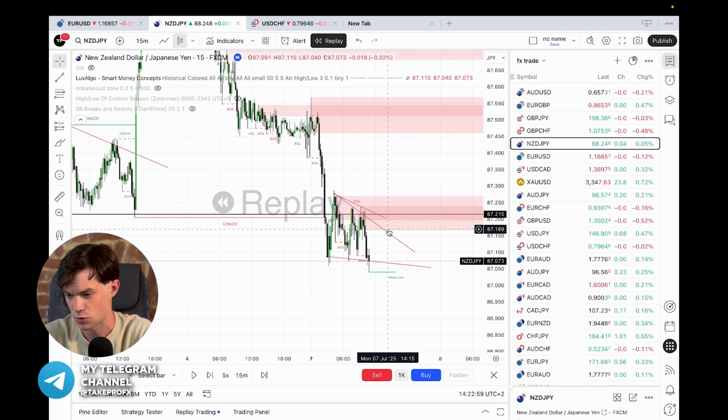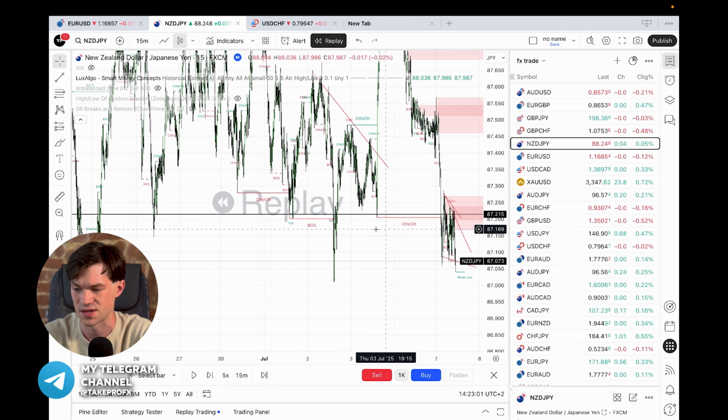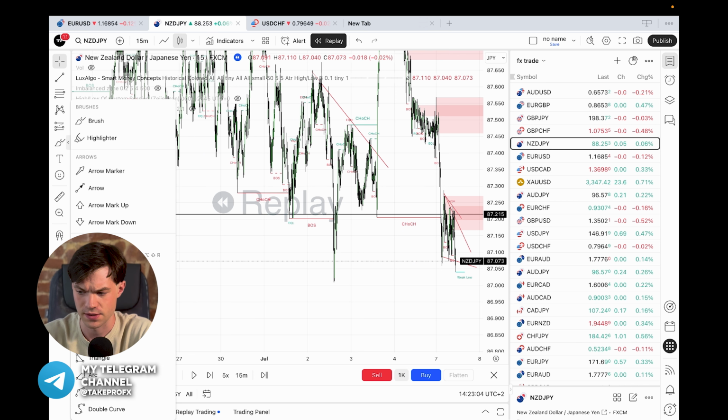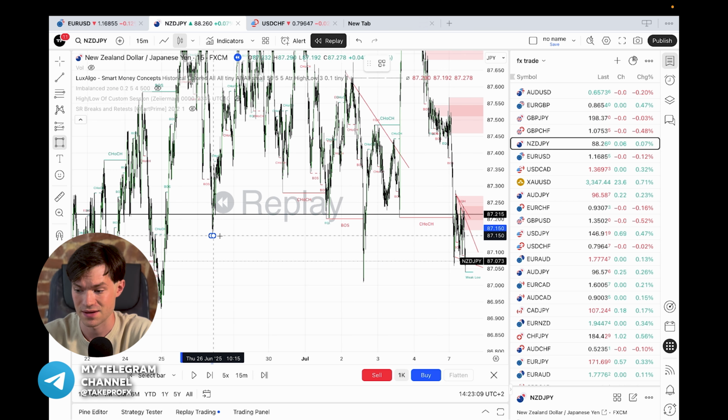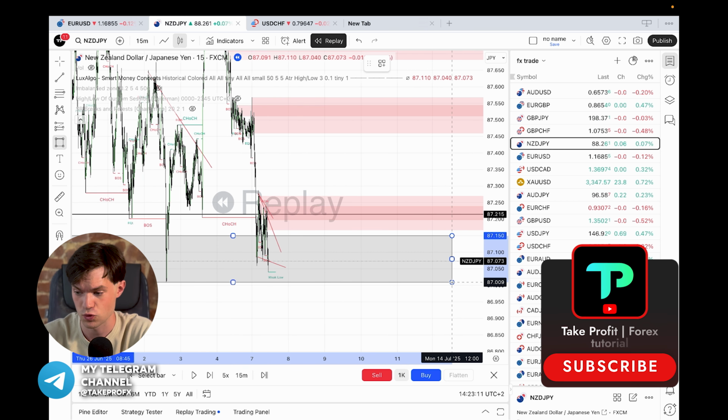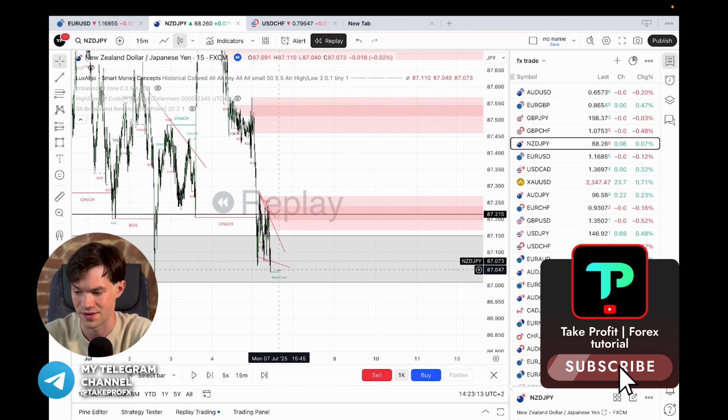This pattern, which looks like a wedge, is just inside the support area. I won't highlight the entire support area, but it is an important enough area that can push the chart into an upward movement.